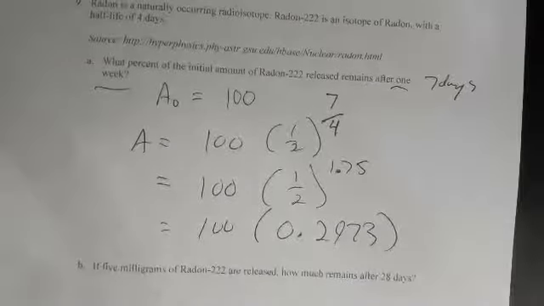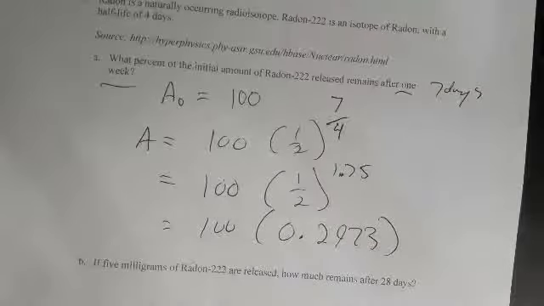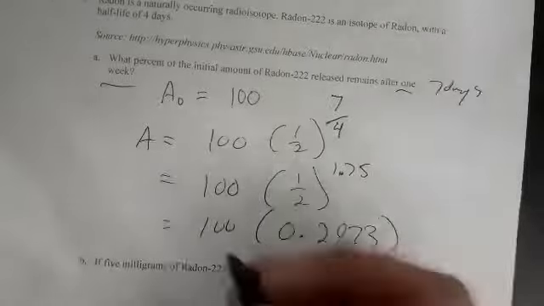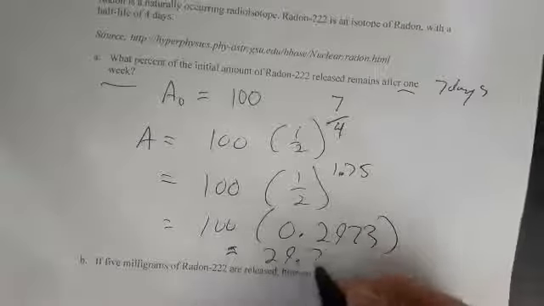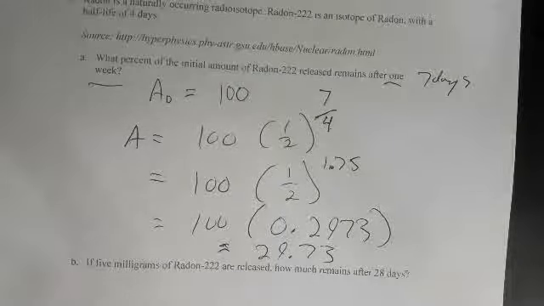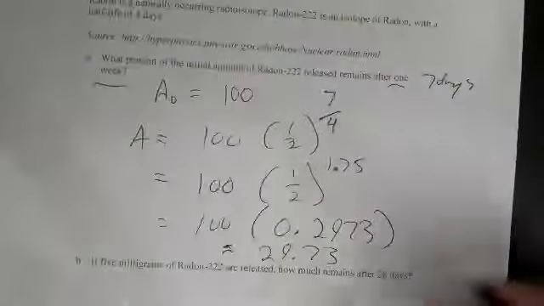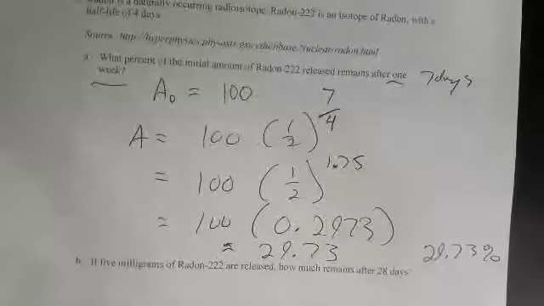And so if I start out with 100 grams or 100 something of this radon-222, I'm going to be left with 29.73 of them. Another way of saying this is 29.73% of the radon is left.